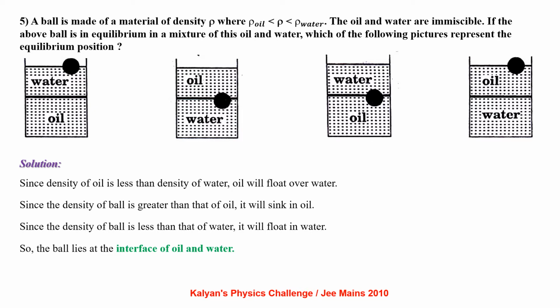The density of oil is less than the density of water, so the oil will float over water. The density of the ball is greater than that of oil, so it will sink in oil, and the density of the ball is less than that of water, so it will float in water. So oil should be floating on water and the ball should be in between oil and water. So that is the second option.